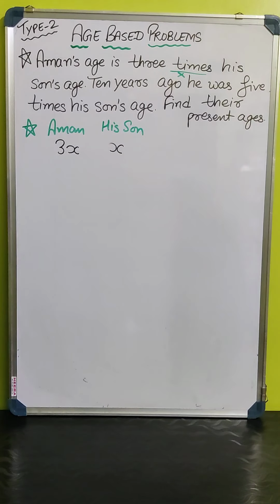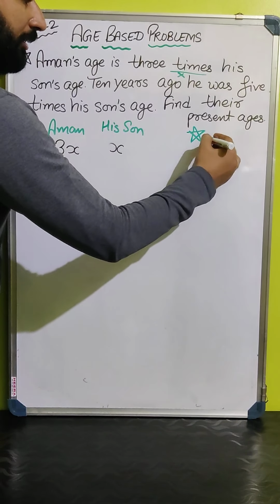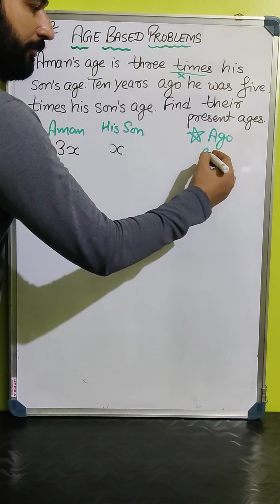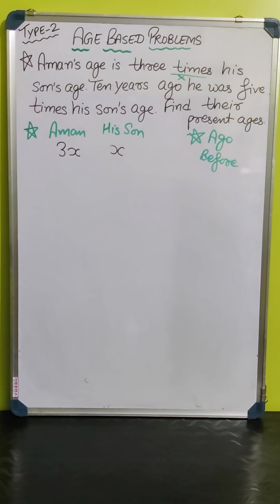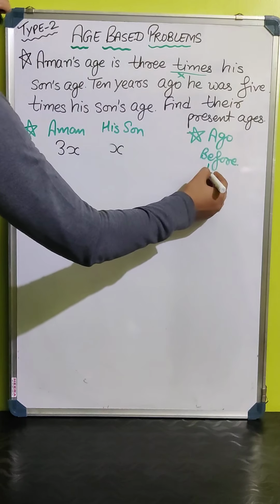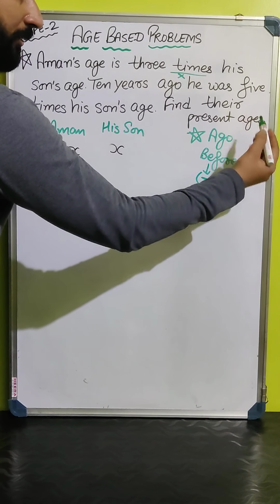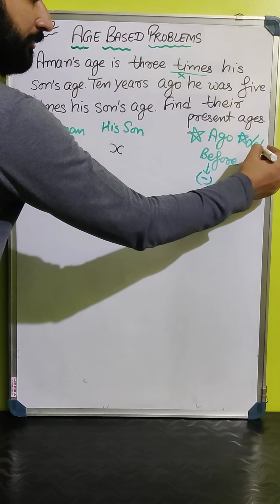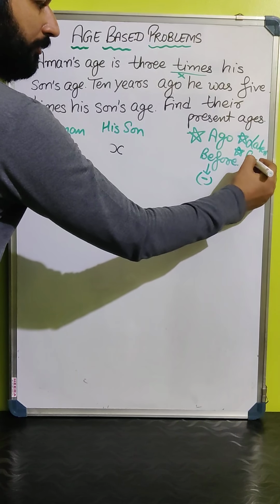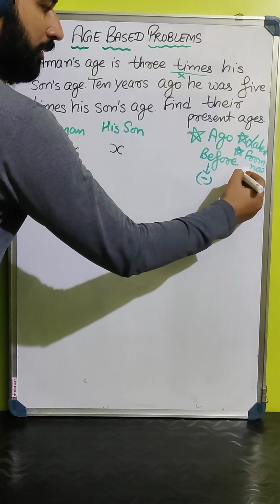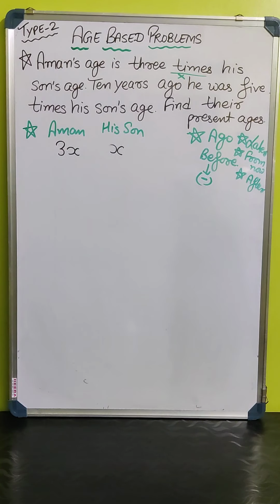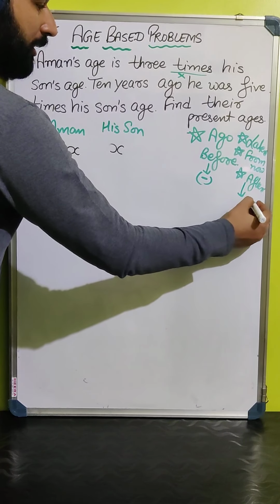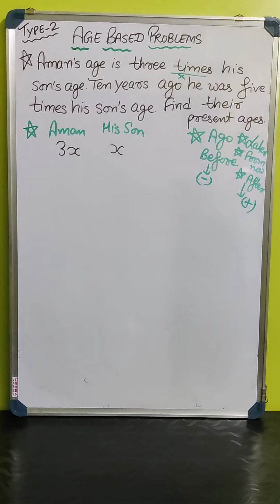Now these words are coming: ago, before. Some special words are there. These words are used for the past, means you have to subtract. Some other words are there: later, after, from now. So many words are there, later, after, from now. These words talk about the future, which means you have to add to the ages of whoever they ask about.